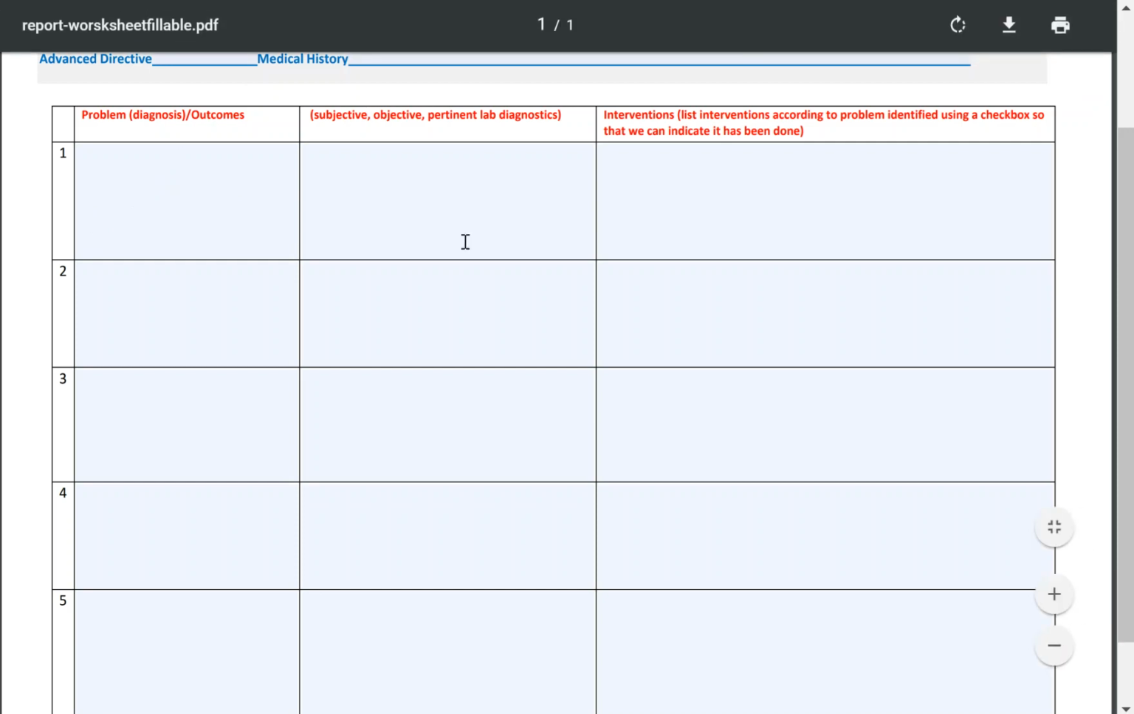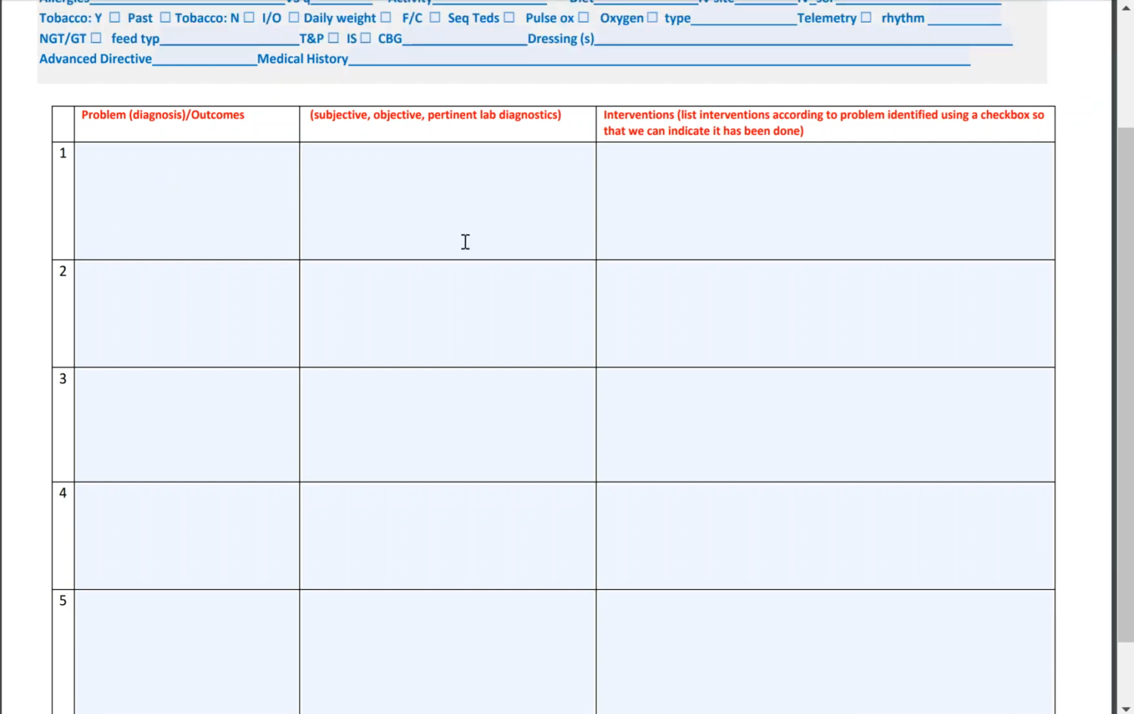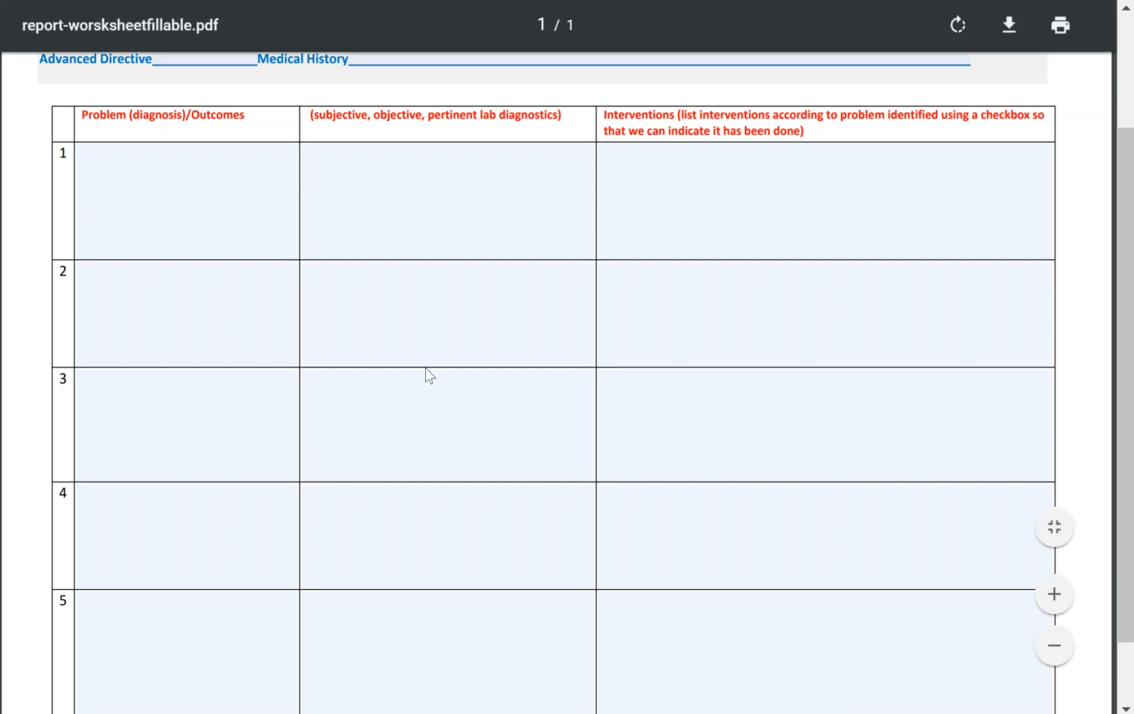In the middle column, we only put the subjective and objective data that measures that problem: what we would get from inquiry, asking our client; what we would get on exam, performing a physical assessment on the client; and what lab diagnostics tell us that the client is experiencing the problem. Remember, we just put absolutely what is most important instead of filling all the space.